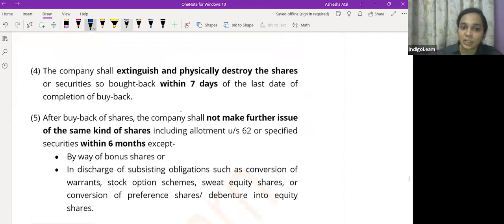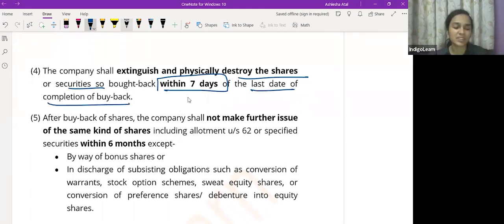The company shall extinguish and physically destroy the shares or securities so bought back within 7 days of the last date of completion of buyback. Now, this point was relevant earlier क्योंकि शेयर सर्टिफिकेट्स वगैरह रहते थे, तो फिजिकल शेयर का जब चलन था तब वहां पे this point was relevant that the company should destroy all the shares and securities which have been bought back within 7 दिन में. बायबैक कंप्लीट हो गया, उसके 7 दिन में जो भी शेयर्स बायबैक किए उसकी जो भी फिजिकल कॉपी है, वो पूरा कंपनी को डिस्ट्रॉय करना पड़ेगा.